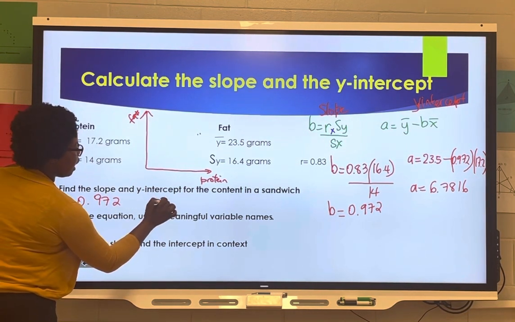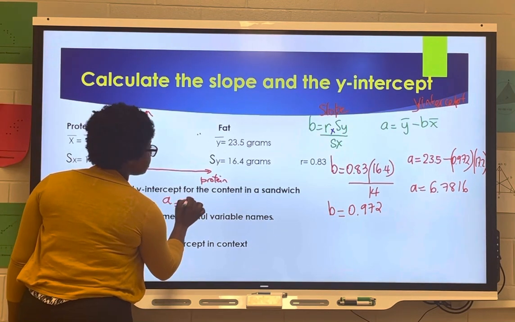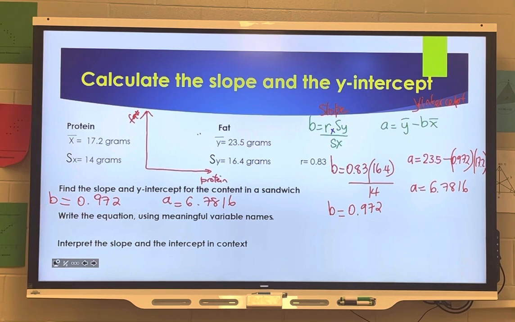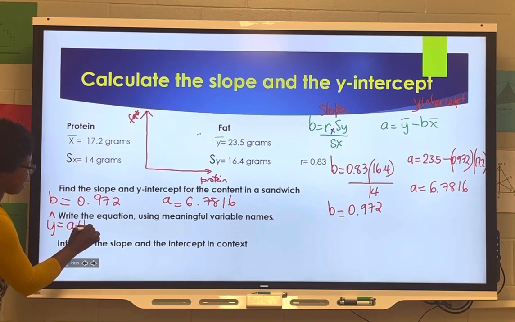Alright, so our slope, which is our b value, is equal to 0.972, and our y-intercept is 6.7816. From here, we can write our equation in the form y hat is equal to a plus bx.